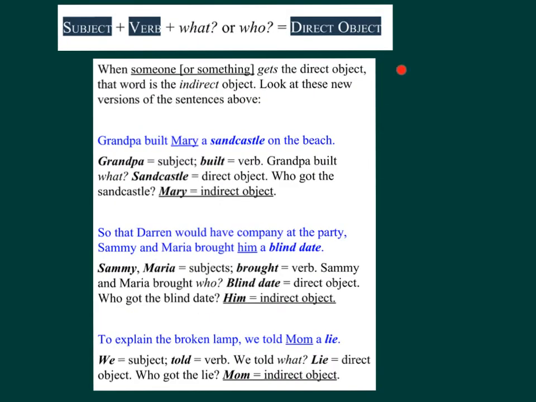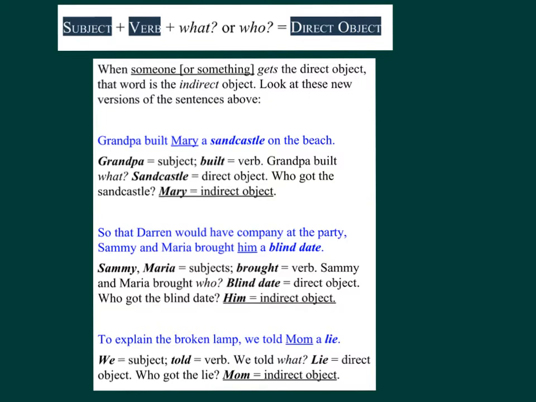When someone or something gets the direct object, that word is the indirect object. Look at these new versions of the sentence above. Grandpa built Mary a sandcastle on the beach. Grandpa is the subject. Built is the verb. Grandpa built what? The sandcastle. So sandcastle is the direct object. Who got the sandcastle? It's Mary. So Mary is the indirect object.